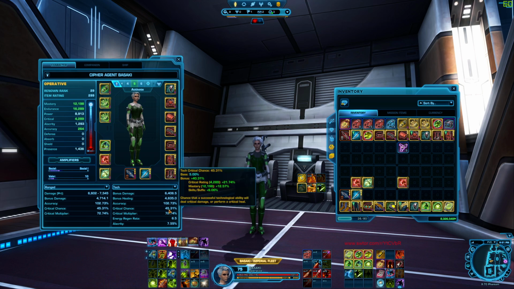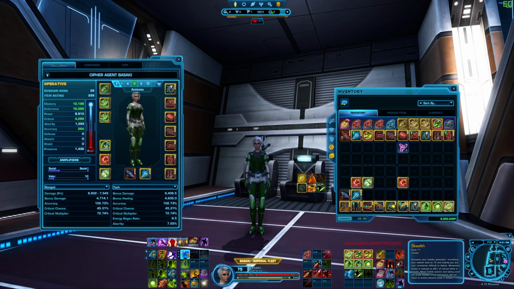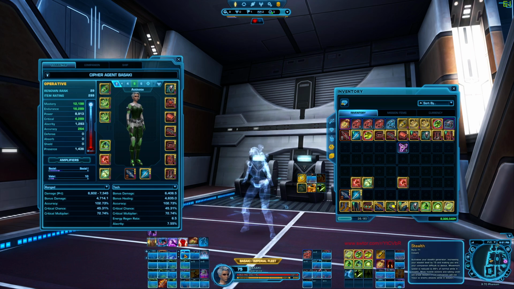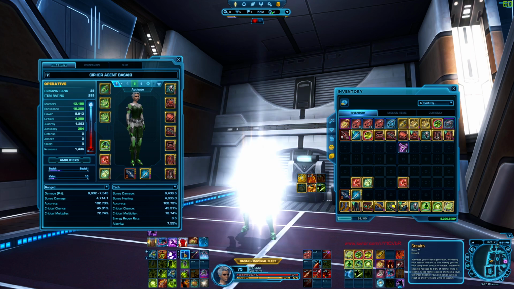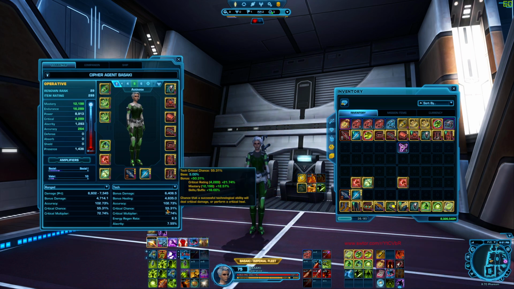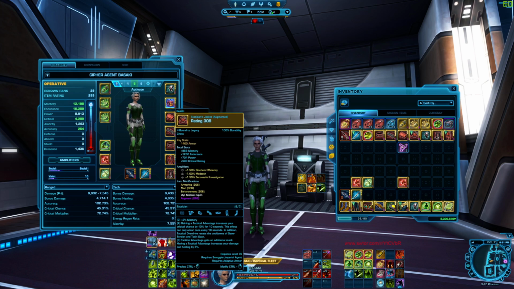Now, you can see here I'm standing just regularly. I'm at 45%. That's probably about 18 now. So if I go into stealth, and there's my buff there, I now go up to 55% crit chance. So it is shown on your stat window, so you can see when that happens. A very nice thing to have going for you.